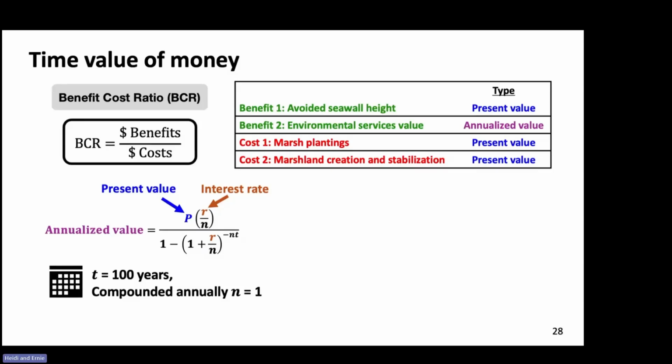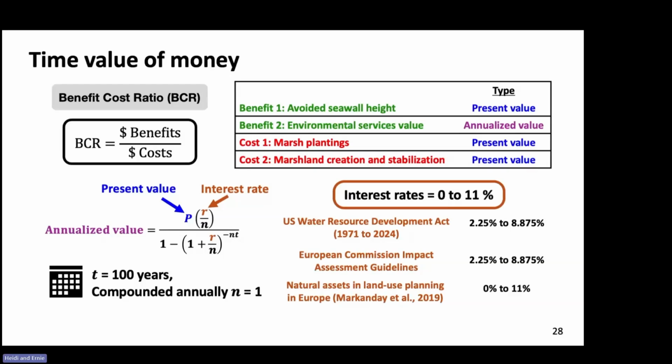Here we're considering the marsh area serves for 100 years, compounded annually. The interest rates we're looking at were tested from 0 to 11%. This range of percentages covers what was used in the US, for example, which is 2.25 to almost 9%. In Europe, they also use a very similar range of percentages, and some literature reported that natural assets should be applied at about 0 to 11% for land use planning applications, which is like this marsh fronted seawall.